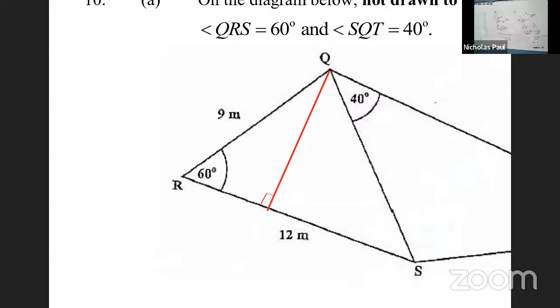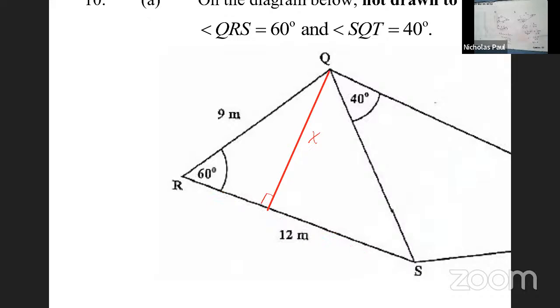And what type of triangle is that, Jacob? Right angle. So they're asking for X here. Which rule will you use? Not Pythagoras. Pythagoras is when you have all the lengths. We do have all the lengths. This whole thing is 12.